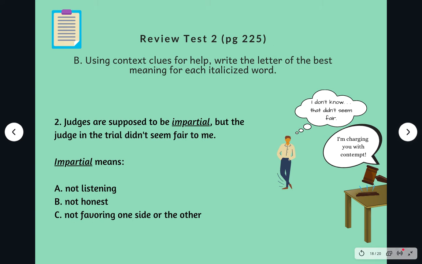Alrighty, so now we're going to look at question 2 in review test 2. Using context clues for help, write the letter of the best meaning for each italicized word. Judges are supposed to be impartial, but the judge in the trial didn't seem fair to me. Impartial means not listening, not honest, or not favoring one side or the other. So, which of these do you think means impartial?